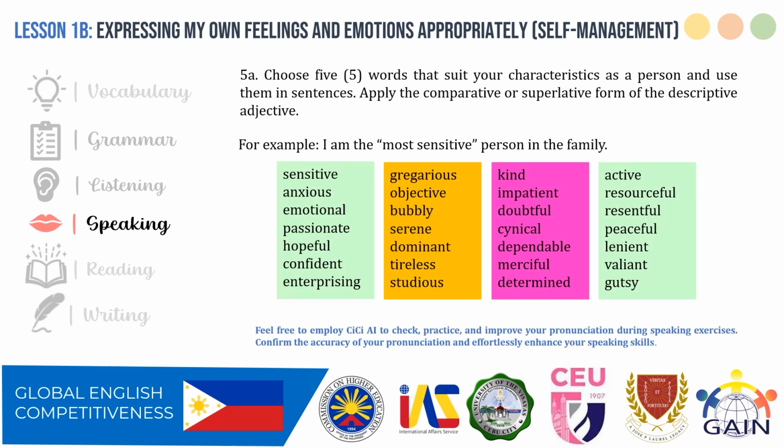Here's a list of describing words. Choose 5 words that suit your characteristics as a person and use them in sentences. Apply the comparative or superlative form of the descriptive adjective. For example, I am the most sensitive person in the family. We have here the word sensitive, and then we use the superlative form.